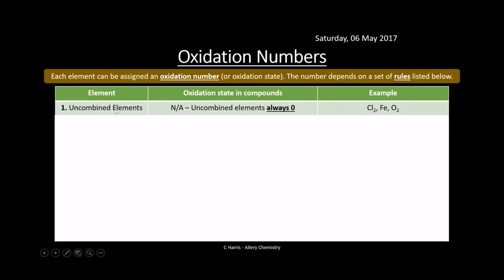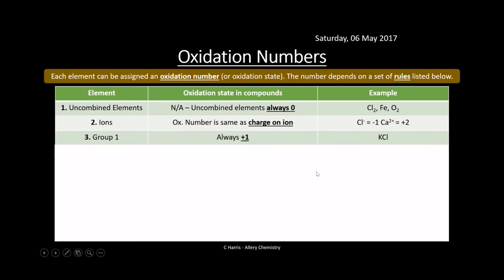The first one: uncombined elements are always 0. Things like Cl2, they're always 0, so that makes it a bit straightforward. For ions, the oxidation number is the same as the charge on the ion. For example, Cl- is going to have an oxidation number of -1, and Ca2+ is going to have an oxidation state of +2. That's pretty straightforward. Group 1s are always +1, for example potassium in potassium chloride is +1. Group 2s are always +2, for example calcium in calcium oxide is always +2.